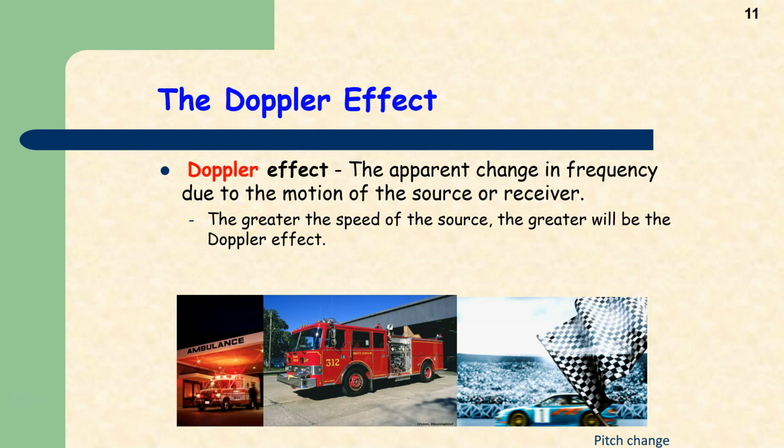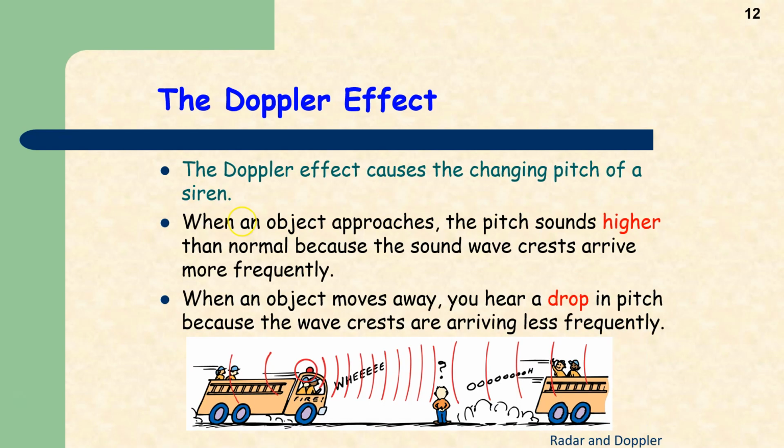Okay, so you heard from the perspective of the camera that the sound was going high as the car was coming towards you, and then it went low. This is called the Doppler effect. This is the apparent change in frequency due to motion of the source or receiver. The greater the speed of the source, the greater the Doppler effect will be. The Doppler effect causes the changing pitch of a siren or a race car.